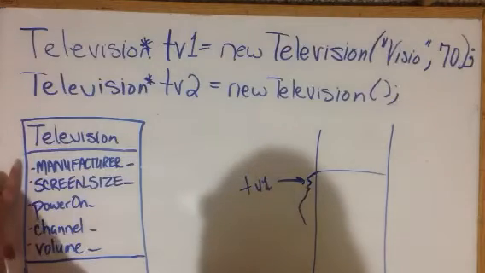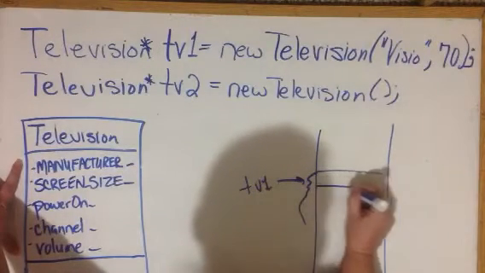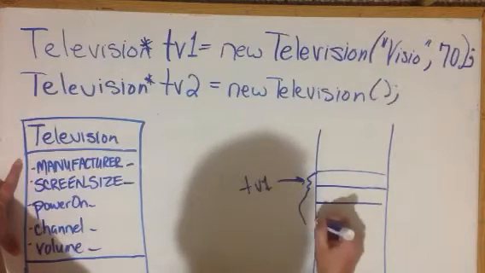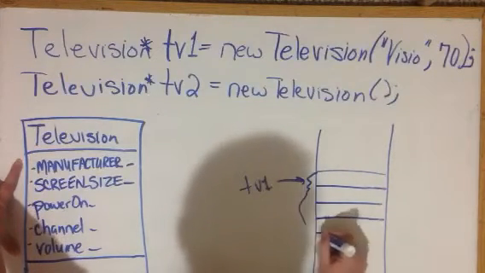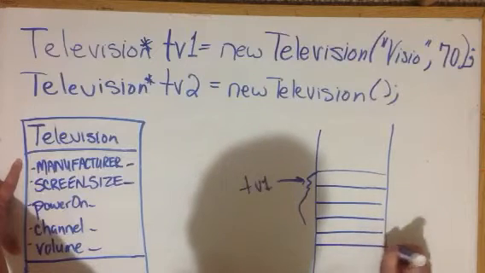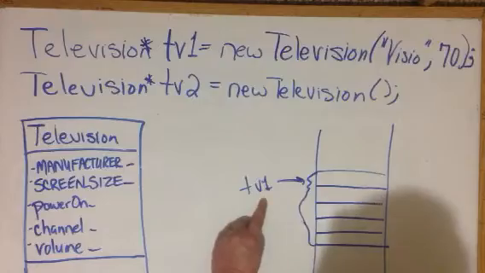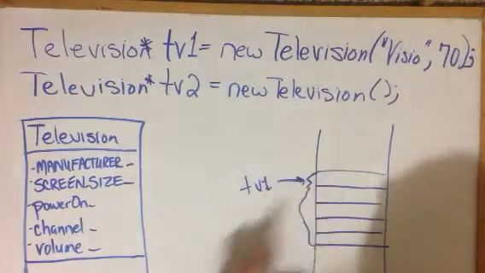Now the television has all of these data members. So there's going to be a line for the manufacturer, a spot for the screen size, a spot for the power on, a spot for the channel, and a spot for the volume. All just for that TV1, we get the whole television.